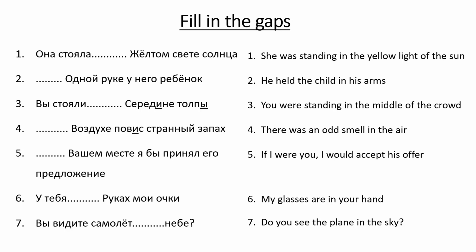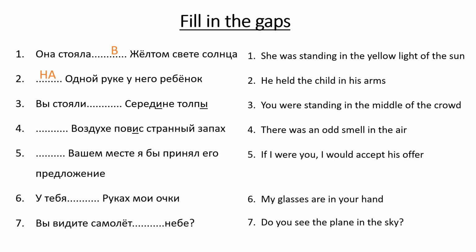So она стояла blank желтом свете солнца. So remember, na svecie means just in the world, and v svecie means in light, or in the light of. So it will be v. Она стояла в желтом свете солнца. Number 2, blank одной руке у него ребенок. So when it's referring to arms, it is на. На одной руке у него ребенок.